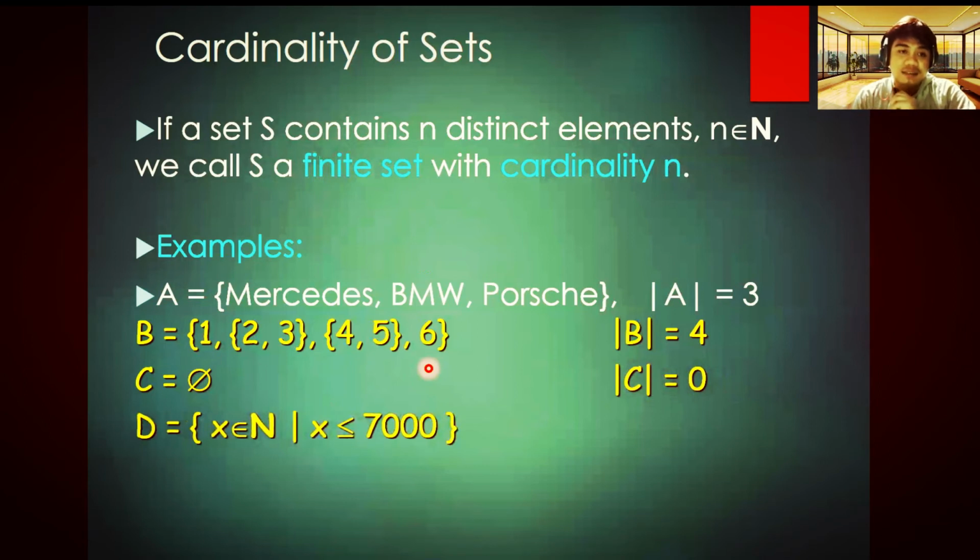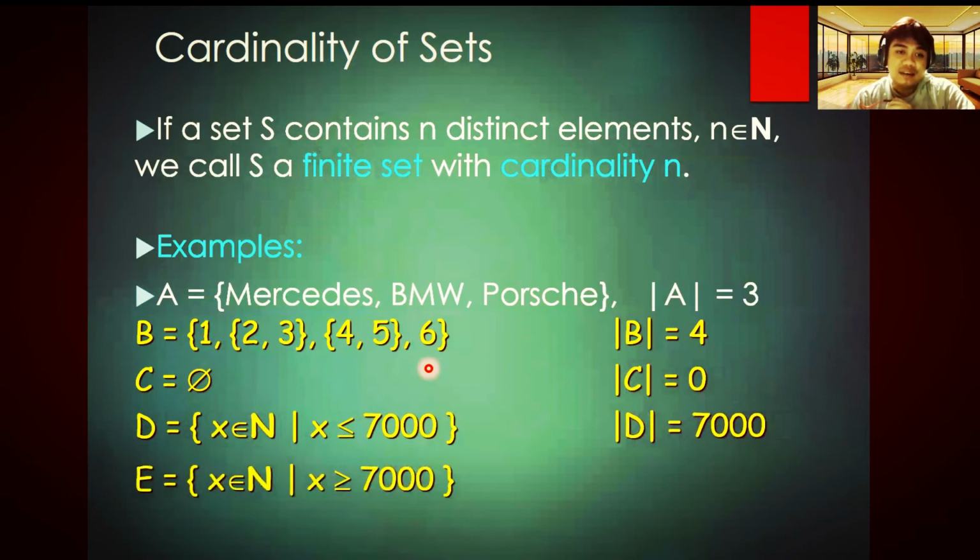And we have D, with X as an element of the natural numbers such that X is less than or equal to 7,000. So this will start sa 1, 2, 3, 4 hanggang sa 7,000. So the cardinality of D is equal to 7,000. And we have the last example. X is an element of the natural numbers such that X is greater than or equal to 7,000. Yung kanina, less than or equal to 7,000, that's why pababa. Dito naman, X is greater than or equal to 7,000. So this will start sa 7,000, 7,001, 7,002, to infinity. That's why E is infinite.